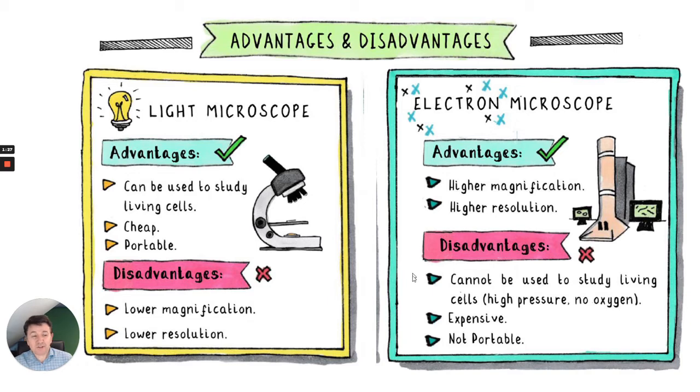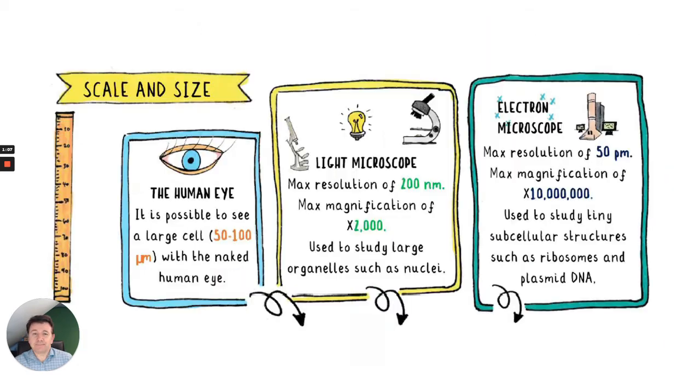However, you cannot study living cells due to the no oxygen and high pressure in the tube. They're very expensive, they're not portable, and also you need a lot of training and a lot of skill to use one, whereas with a light microscope you can learn the skills very easily.